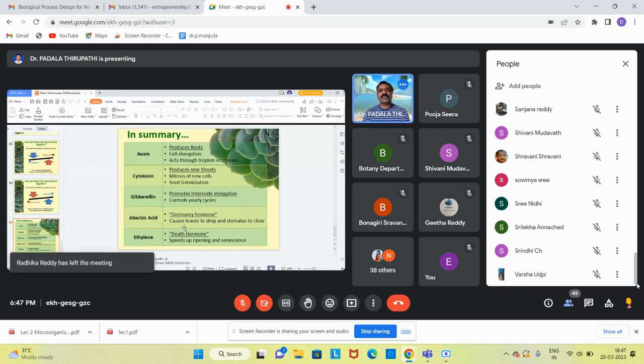Finally, we are going to discuss in this slide the auxin. The main roles of the auxins are producing roots from stem cuttings, and also cell elongation, and acting through tropisms: geotropism, phototropism, thigmotropism. Thigmotropism is nothing but touch, the sensation of touch.